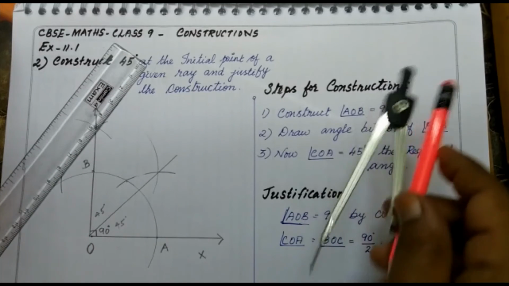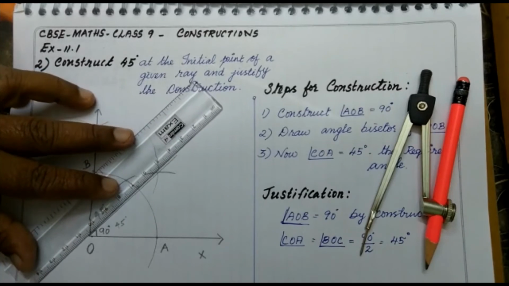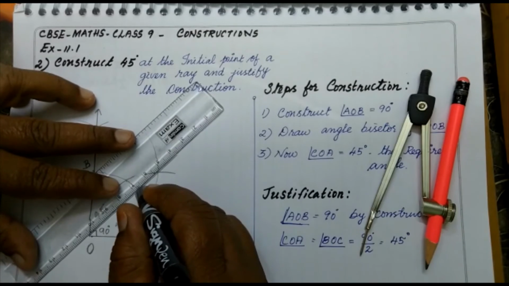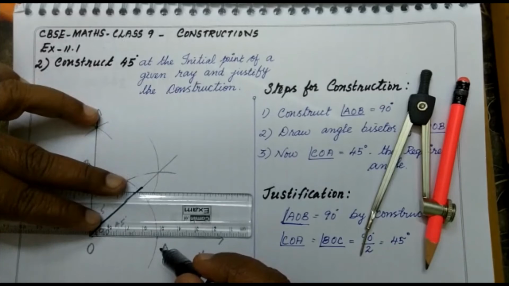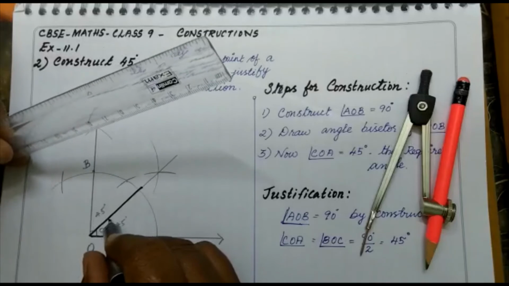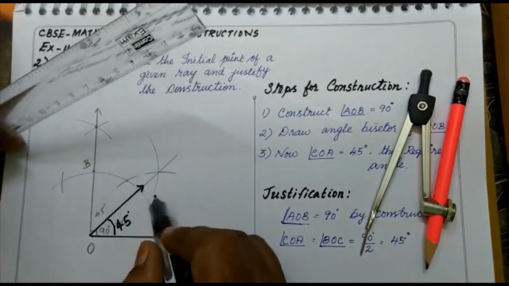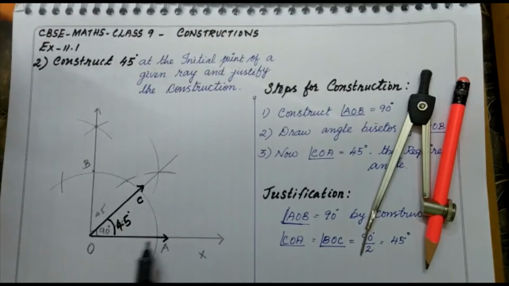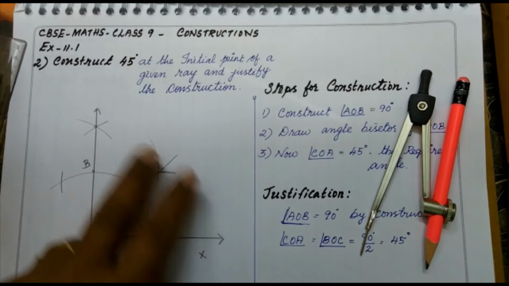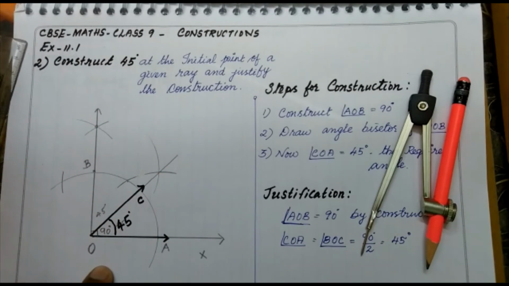So your required angle. Already I told, when you do such a construction with so many arcs, lines and points, which is your required angle, that part alone you do some coloring so that your specific angle will be shown there. So this is my required 45 degree. I name it as C. So AOC is the required 45 degree. What we did? We constructed 90 degree at the initial point. Then we bisected the 90 degree. You got 45 degree. Okay.